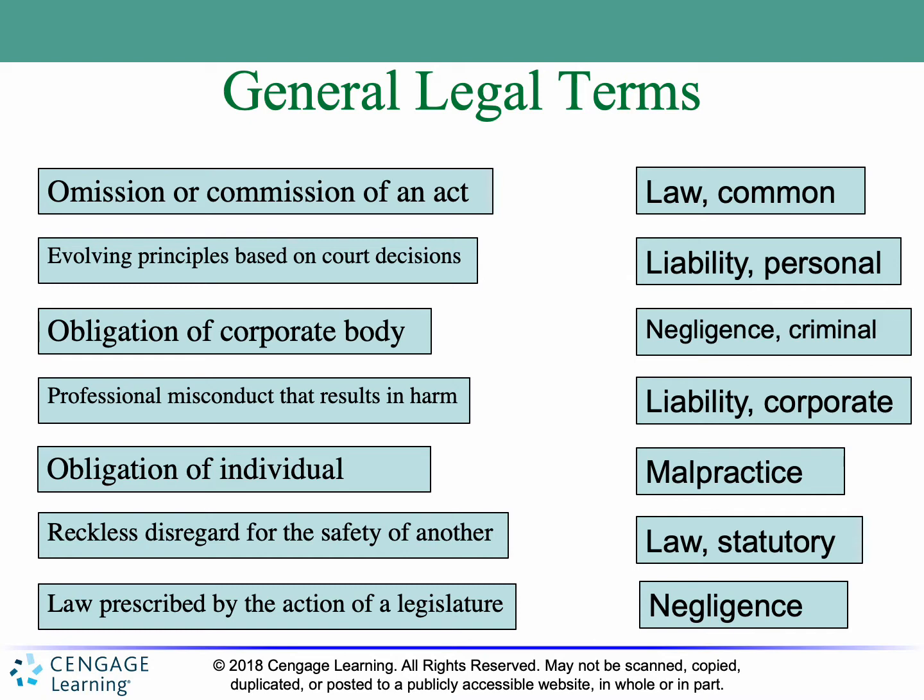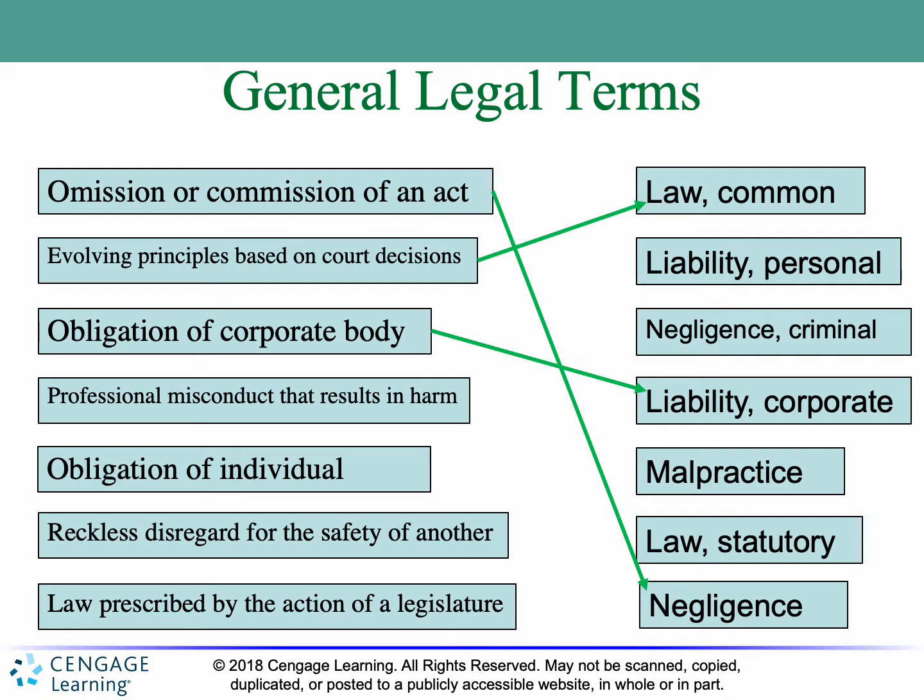All right, moving on. What about the omission or commission of an act? What word on the right means omission or commission of an act? That would be negligence. So if you guessed negligence, great job. What about evolving principles based on court decisions? Which term does that match up with? If you said common law, you would be correct. What about obligation of a corporate body? That term is corporate liability. So obligation of a corporate body is corporate liability.